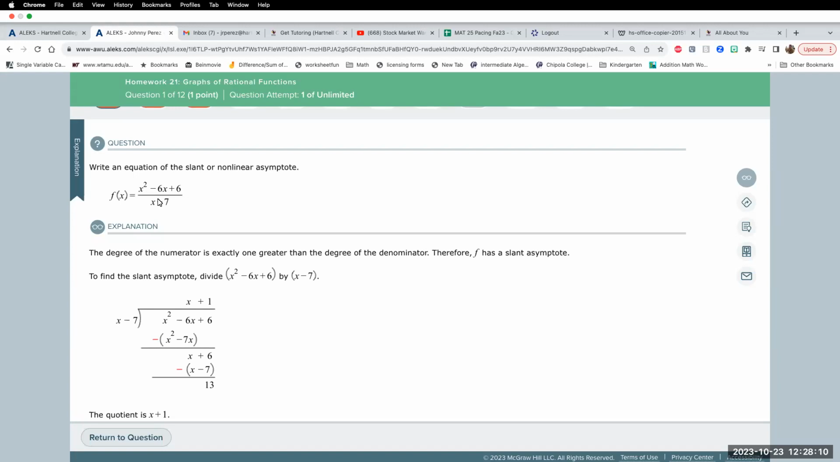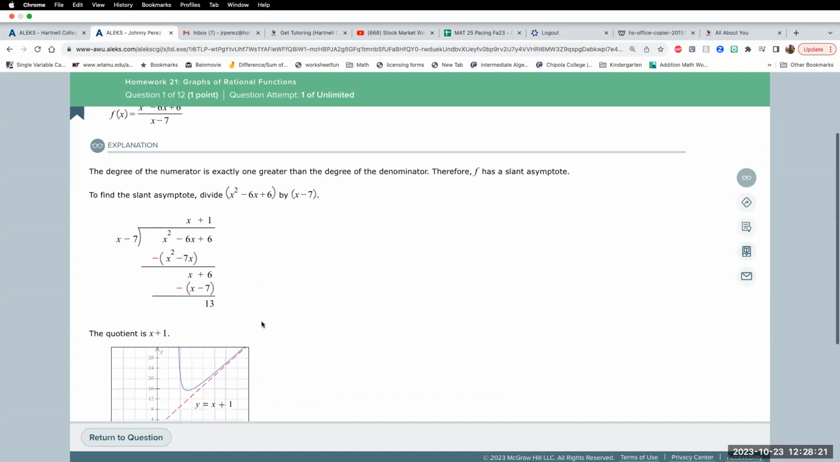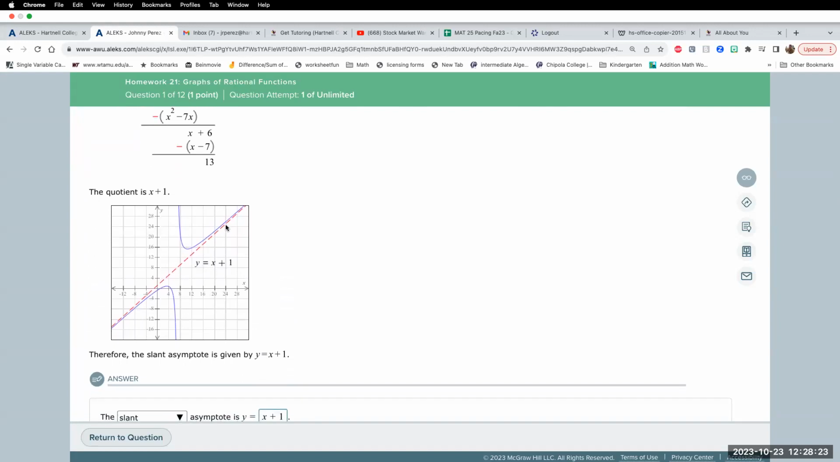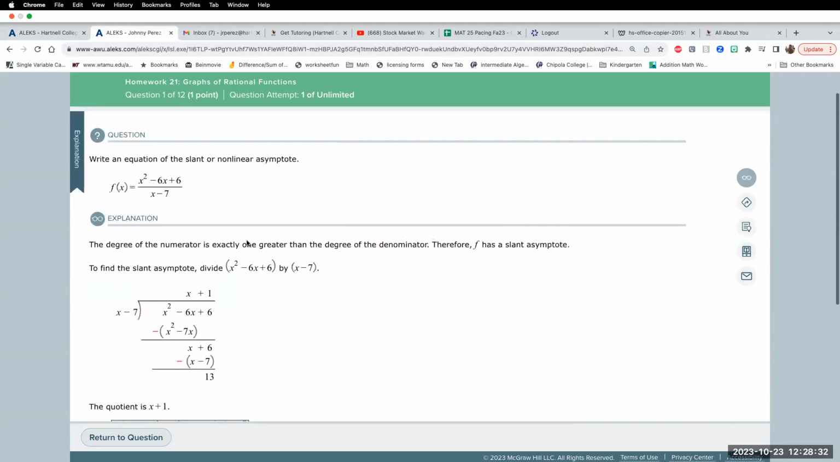So what you do is you use long division and you divide just like they did here. We just finished our unit on long division. Your quotient, what you're left with, this x plus 1, is going to give you the equation of this asymptote, this dotted line right there. So x plus 1, boom, is our slant asymptote. Make sure you got that down.